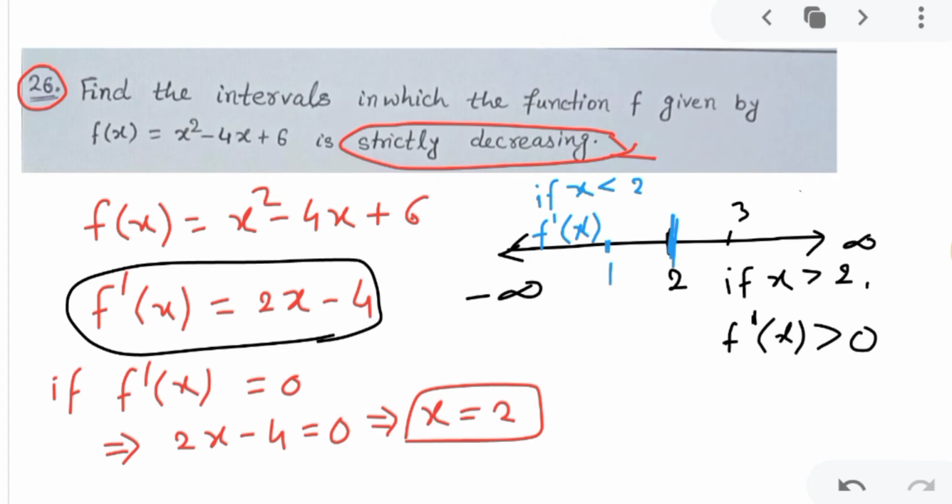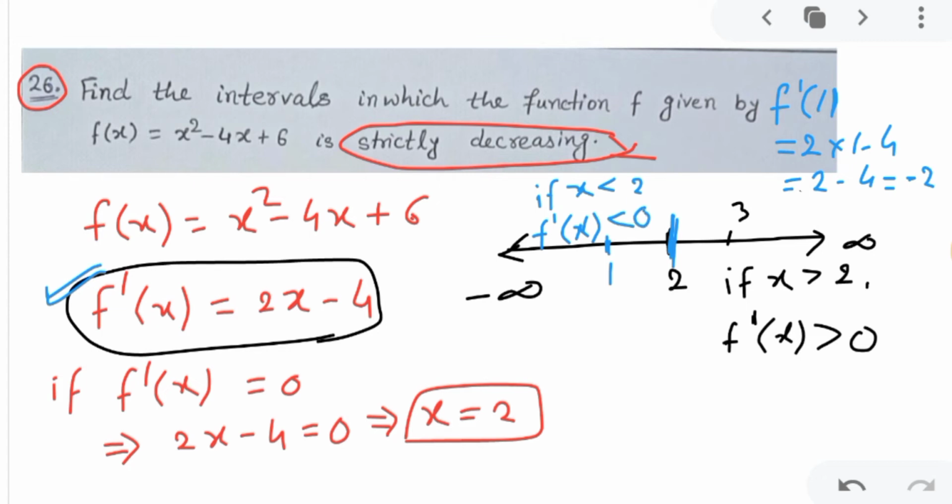1 will be on this side. You can take 1, 0, anything. You can take 0 also, or minus 1 also. I am taking 1 because 1 will be on this side. So I will check f dash 1. Using this definition, f dash 1 means 2 into 1 minus 4, and 2 into 1 is 2. 2 minus 4 is minus 2. So clearly minus 2 is a negative value. It means if x is less than 2, then the f dash x value is less than 0.